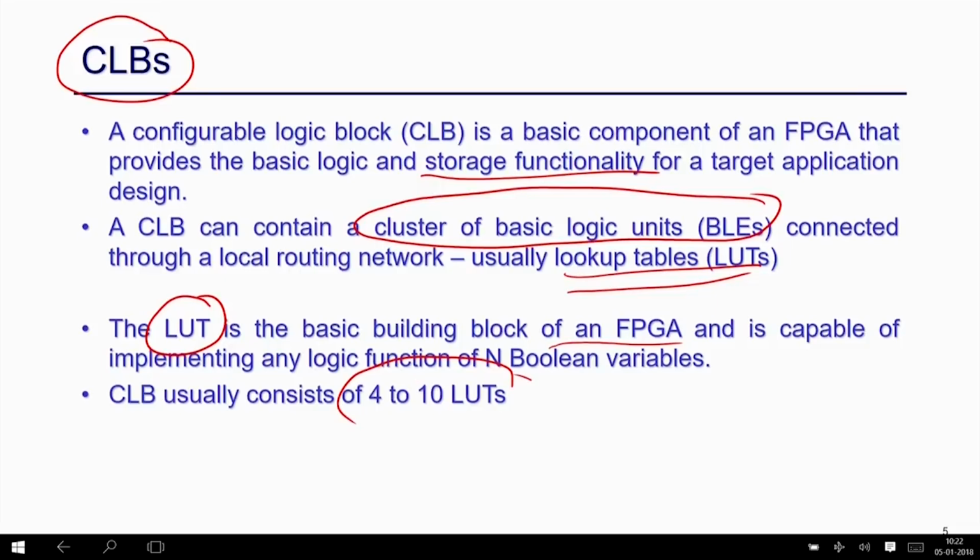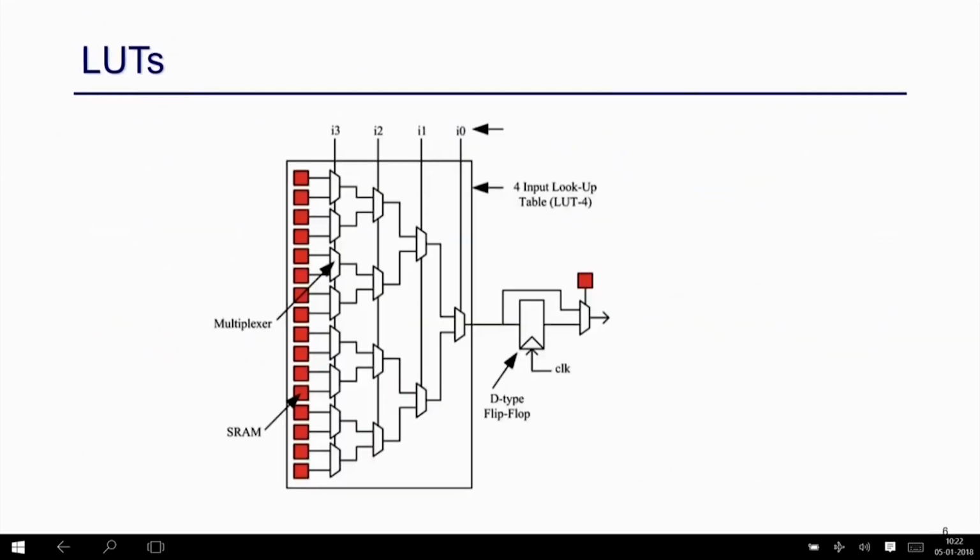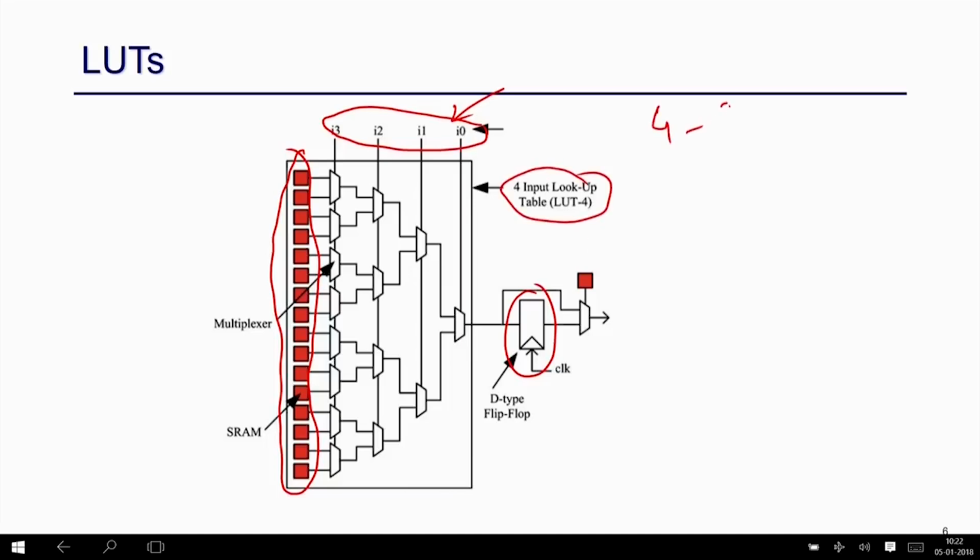If you look at the LUT, it is basically a lookup table. It consists of an SRAM based 1 bit memory, and it has some inputs that decide which memory bit should go to the output, and it also has a register at the output. Based on the number of such input select lines, we say it is a 4 input lookup table. So, a K LUT depends on the number of inputs.